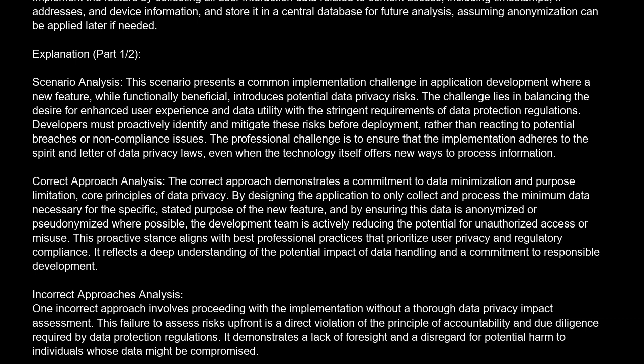Correct approach analysis. The correct approach demonstrates a commitment to data minimization and purpose limitation, core principles of data privacy. By designing the application to only collect and process the minimum data necessary for the specific, stated purpose of the new feature, and by ensuring this data is anonymized or pseudonymized where possible, the development team is actively reducing the potential for unauthorized access or misuse. This proactive stance aligns with best professional practices that prioritize user privacy and regulatory compliance.